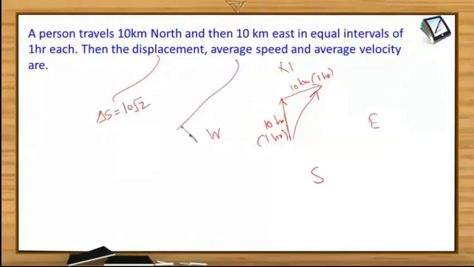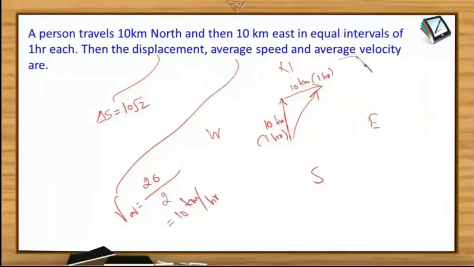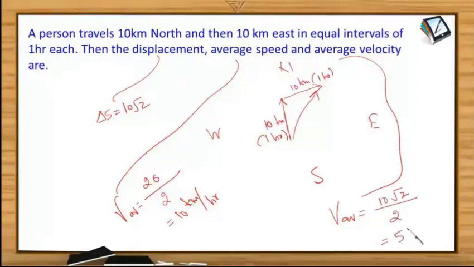What is the average speed? Average speed becomes total distance covered, which is 20, divided by total time, which is 2 hours. So average speed becomes 10 km per hour. And average velocity becomes what? Displacement is 10√2 divided by the total time, which is 2 hours. So average velocity is 5√2 kilometers per hour. So this is the average velocity. It's a pretty simple question.